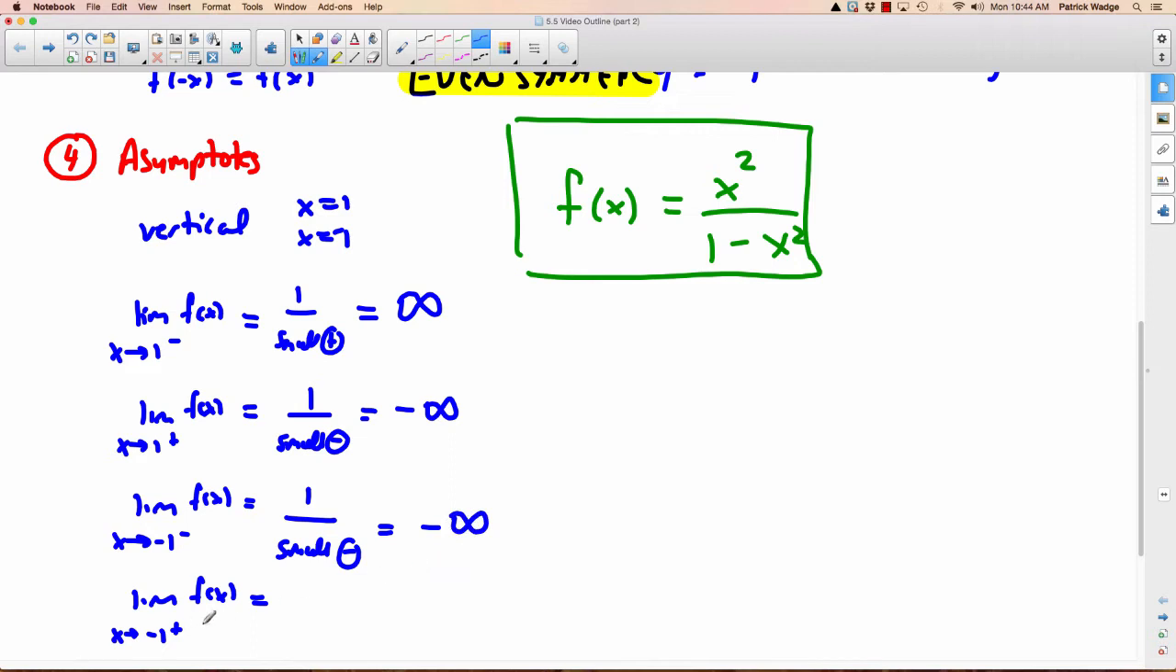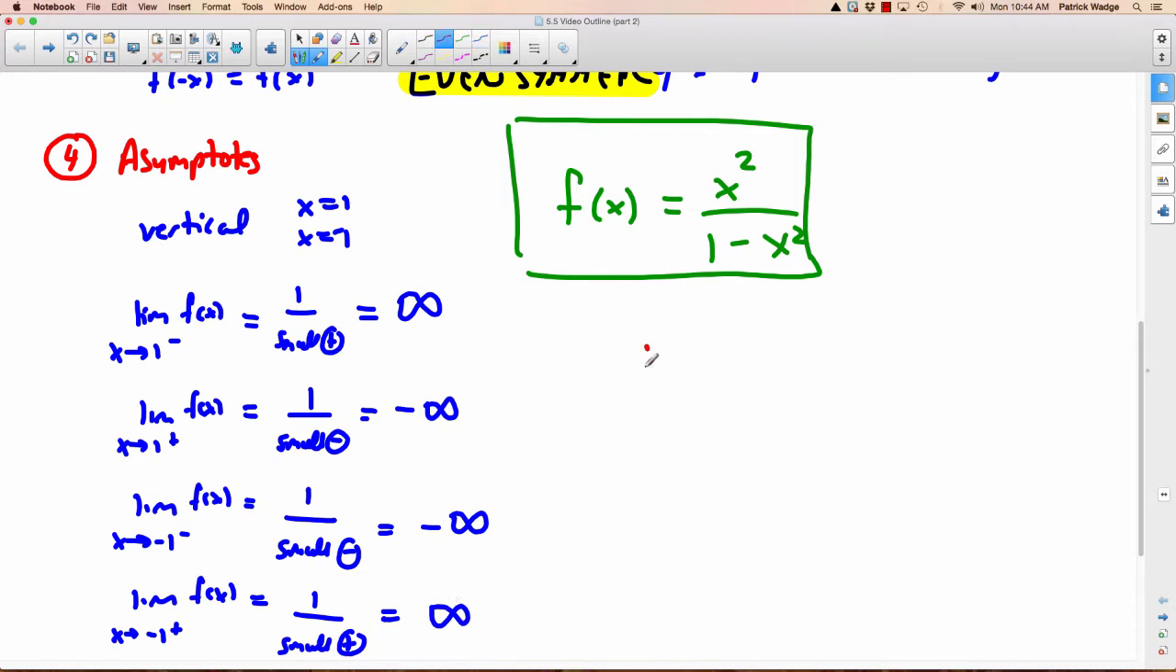And the last one, if you put a number a little bit bigger than negative 1, well, negative 1 squared is 1. A little bit bigger than negative 1 is like negative 0.99999. If you square it, it's going to be positive, and it's going to be a little bit smaller than 1. So 1 taking away a number that's a little bit smaller than 1 gives you a small positive, and so you're going to end up with positive infinity.